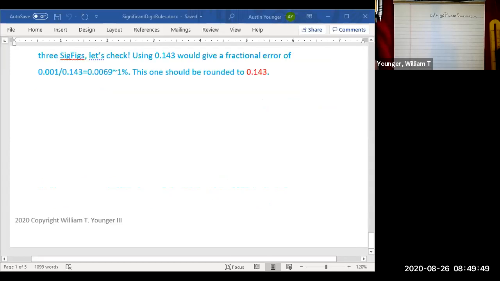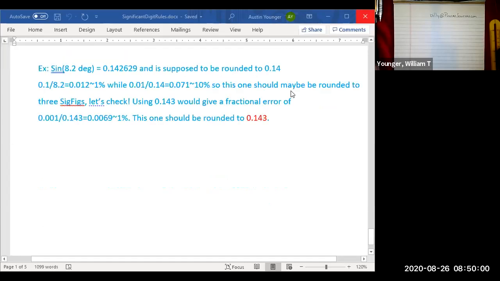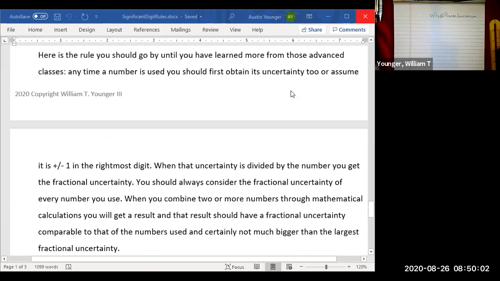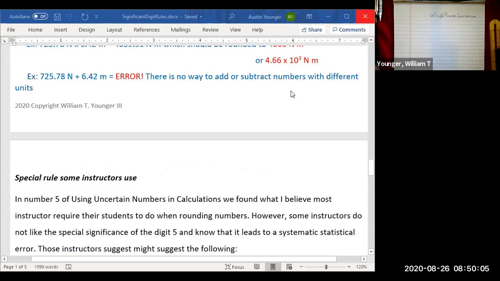So that's basically it. I just wanted to talk to you about how to deal with significant digit rules a little more robustly, give you a physical document that has the rules, have it actually typed out for you as well, as opposed to reading in my handwriting. So I hope that helps.